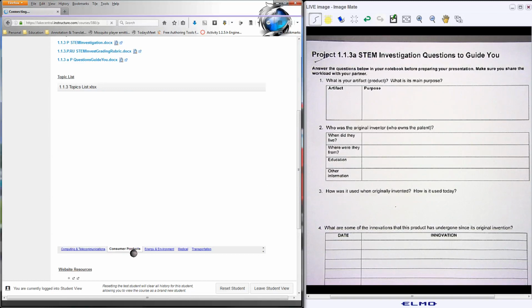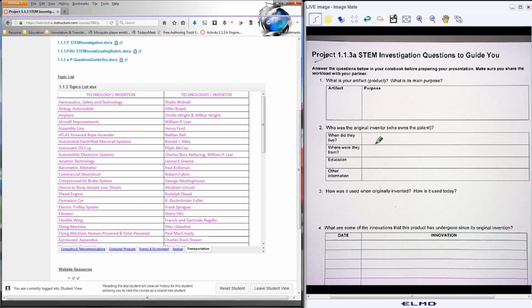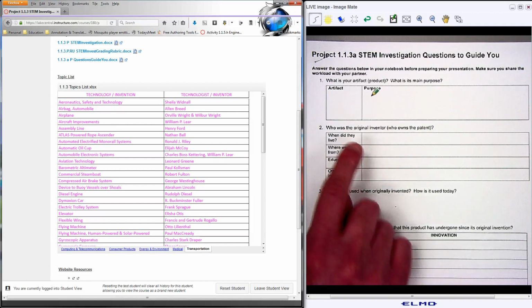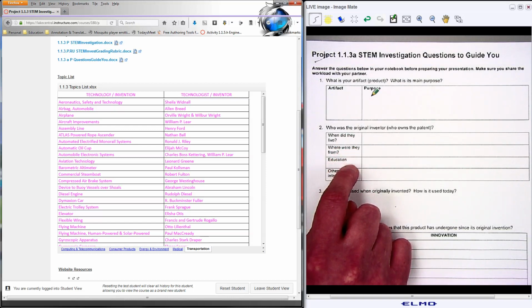There's different tabs here at the bottom for different kinds of technology. And you'll need to pick one of those from this list. And you'll need to give what its main purpose is. Who is the original inventor, or who owns the patent? So we'll need to know who that person is, when did they live, where were they from, their education level.